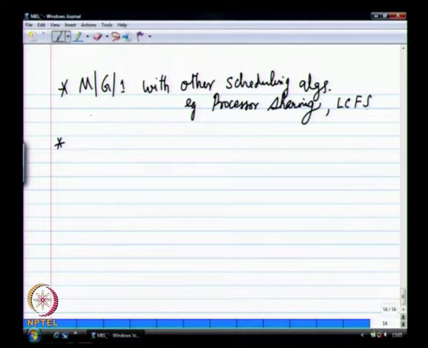Okay. Then you have results for G/M/1, where the arrival is based on some general distribution, but the service time is Markovian, which again I am not going to go into. Then there is one special case of this M/M/m system called the M/M/infinity system.